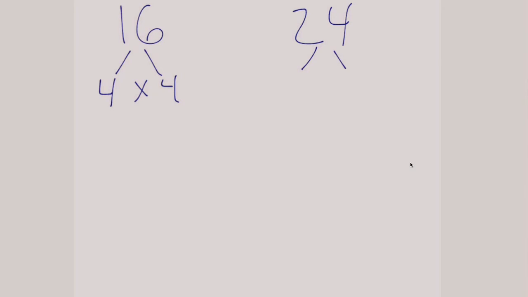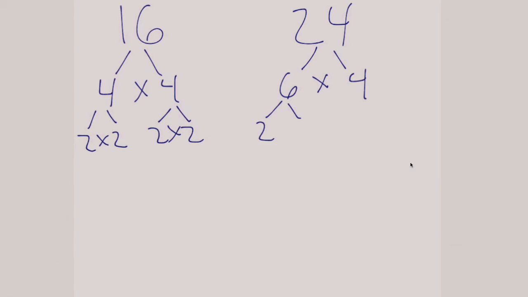Let's do one last problem. Let's find the GCF using prime factorization for 16 and 24. 16 will break down into 4 times 4. 24 can be broken down into 6 times 4. 4 will break down into 2 times 2, and this 4 will break down into 2 times 2. 6 will break down into 2 times 3, and 4 will break down into 2 times 2.